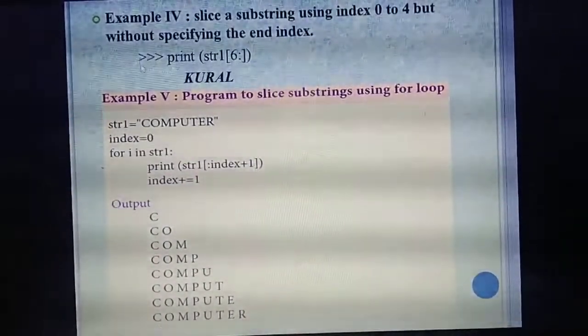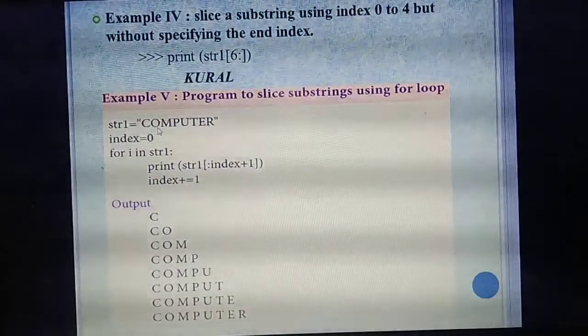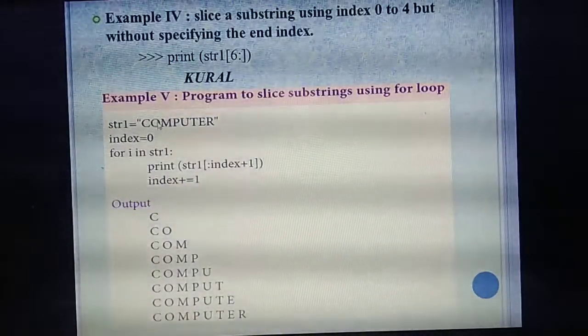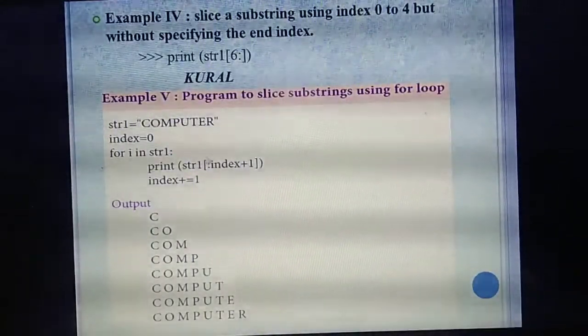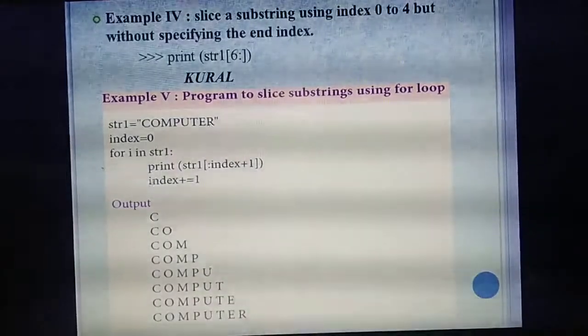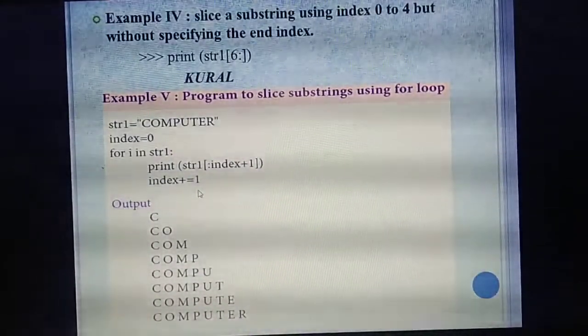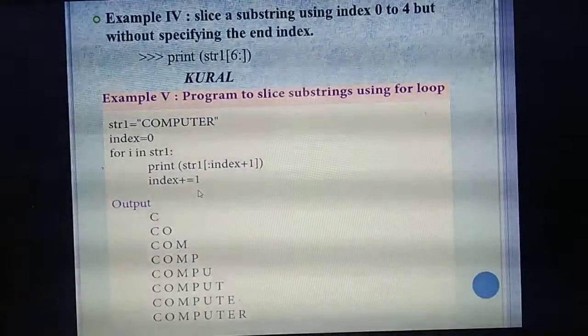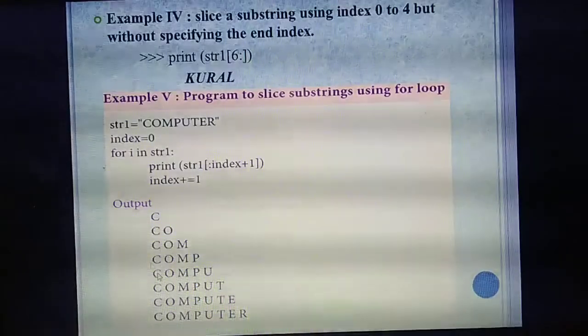First time the index value is 0, so the first line it will print. Then next line, the index values 0 and 1, so the next word CO. Next time, next line, 0, 1, 2. Like this it will print till the last character. For that they are giving at the last line index plus equal to 1. Understand? Now you run the program and you will get the output like this. Very, very important program.